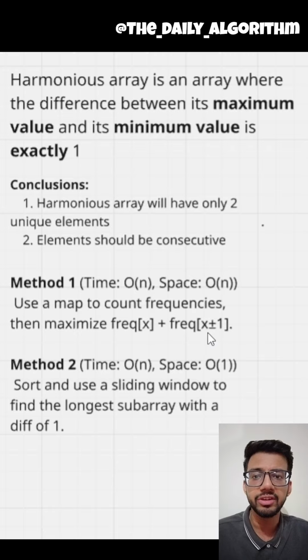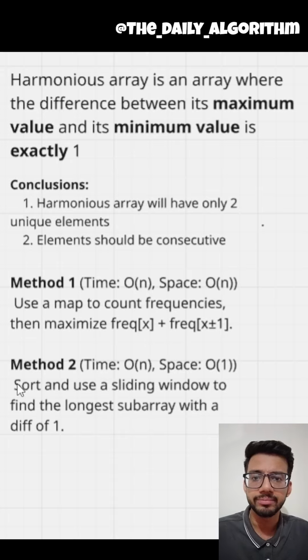We can optimize this further with a space complexity of O(1), and a time complexity still of O(n), while using a stack space of O(log n), by sorting this array and using two pointers or a sliding window to find the longest subarray with a difference of 1. Let's see this in a C++ solution.